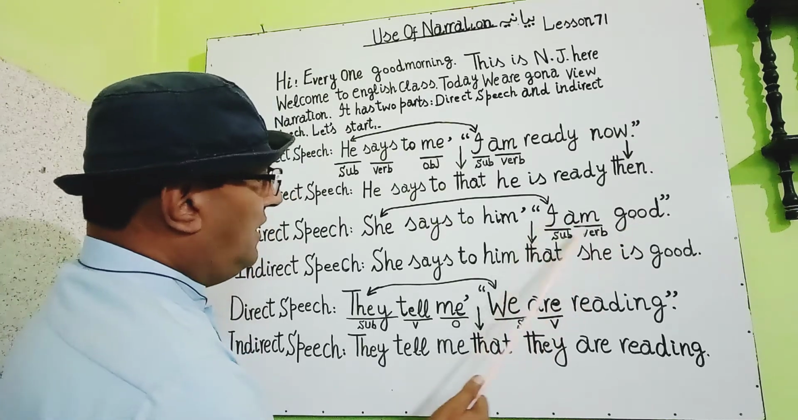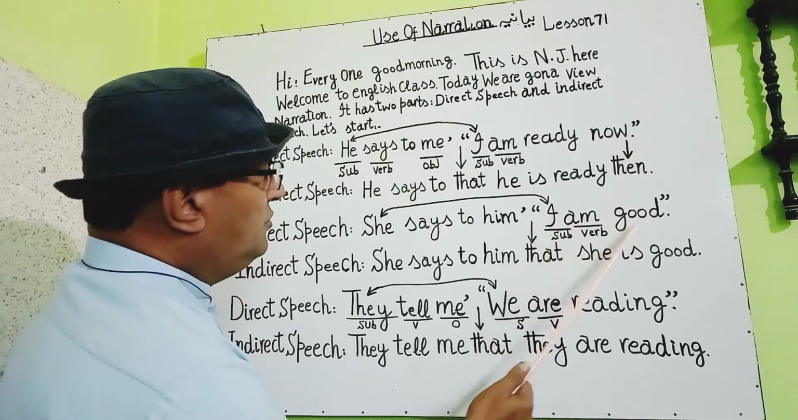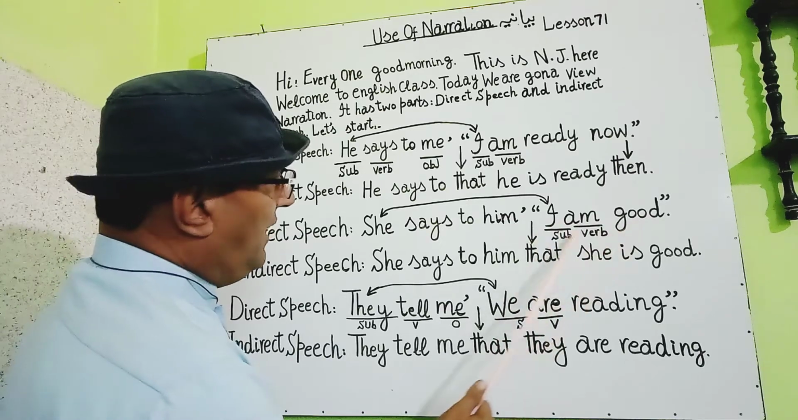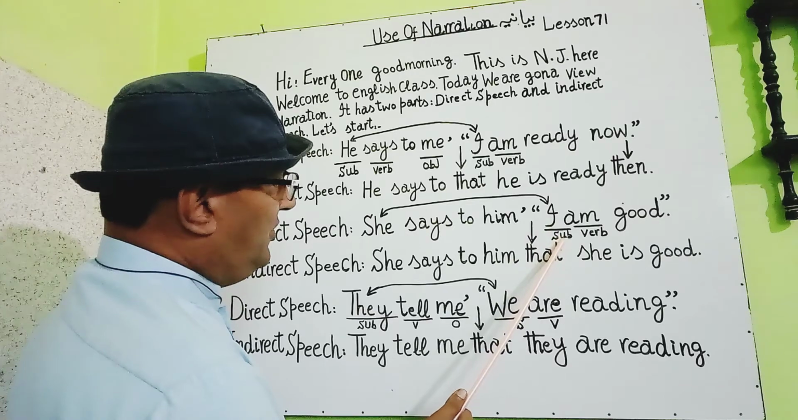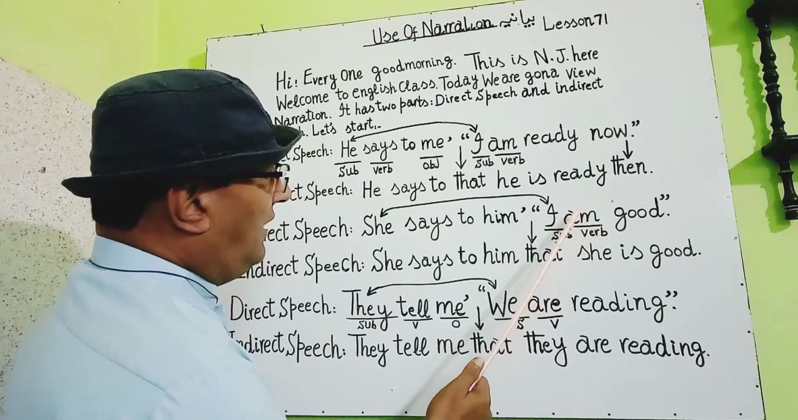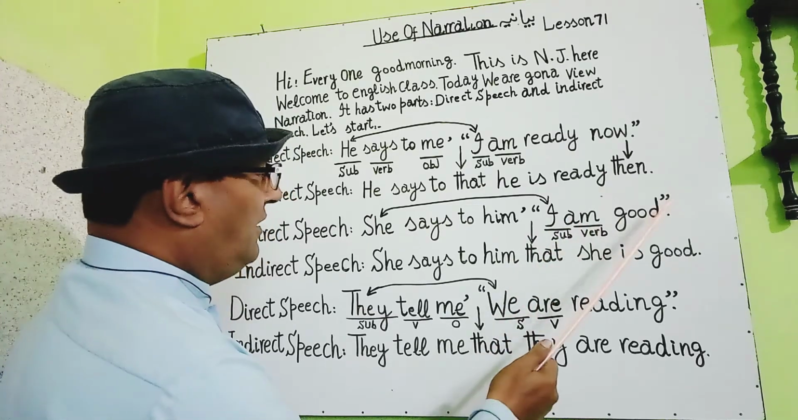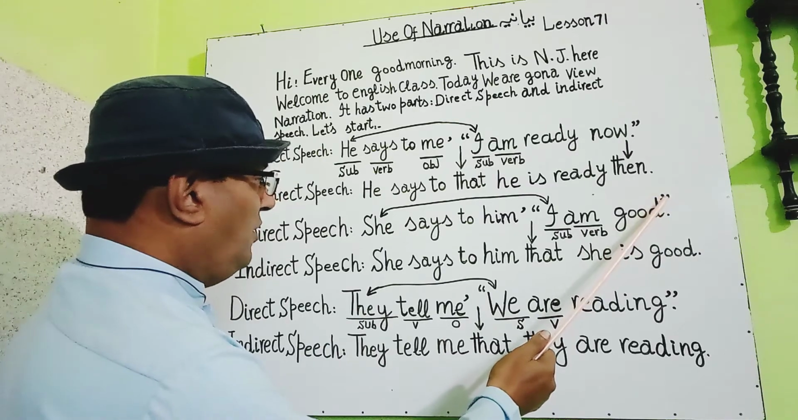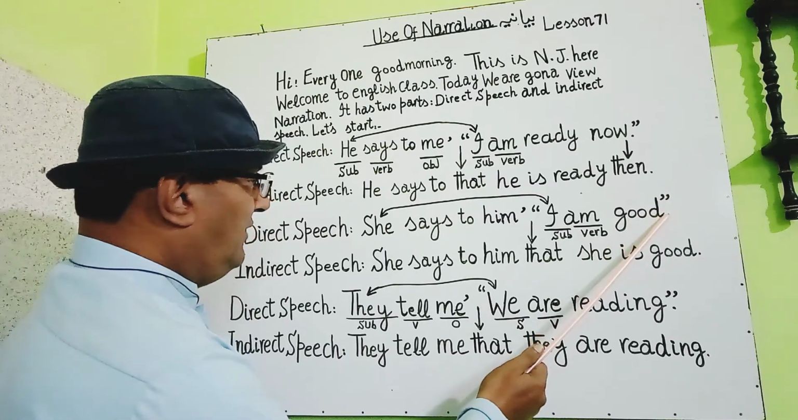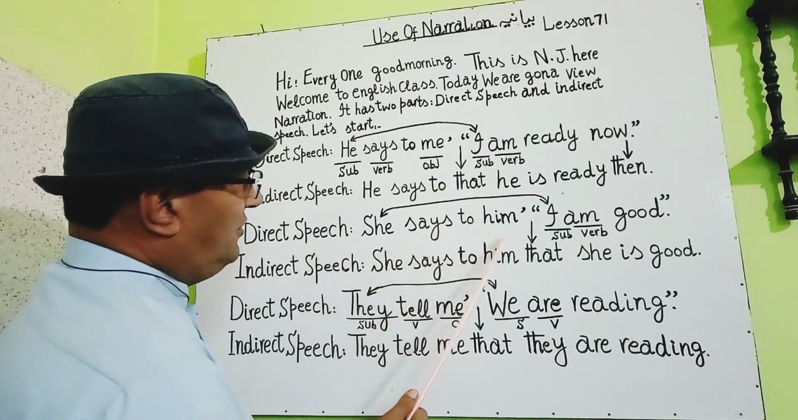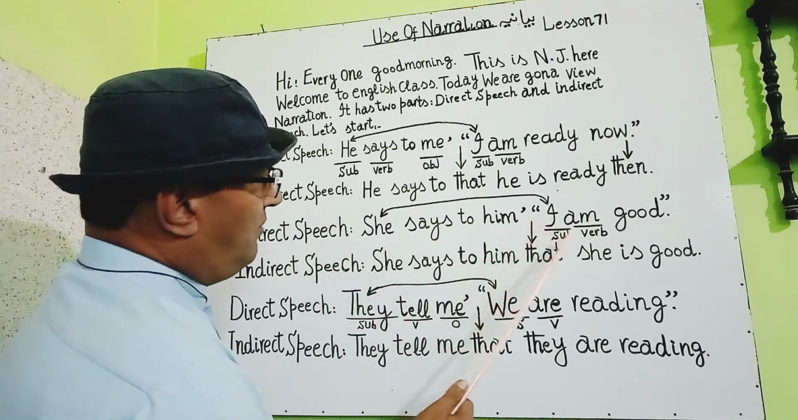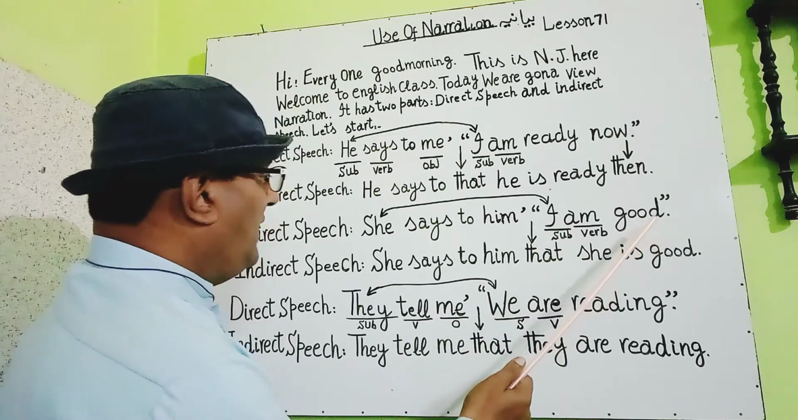Here you again see I is the first person and a subject, and am is a verb, and after the word good the inverted commas close and there is a full stop. This is a direct speech. She says to him, comma, inverted commas, I am good.